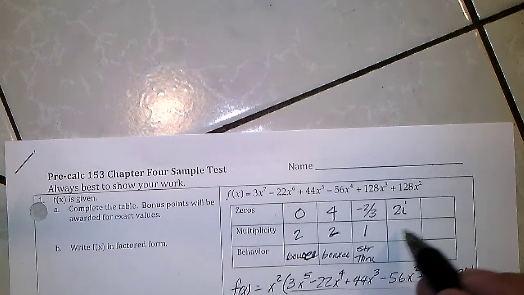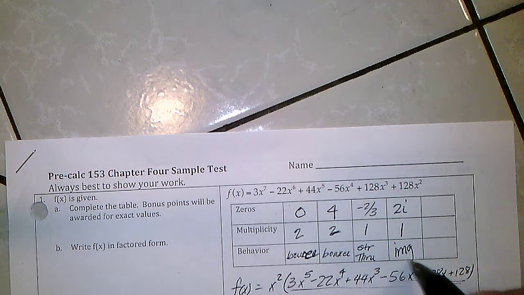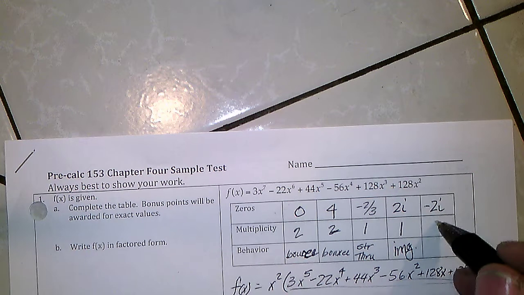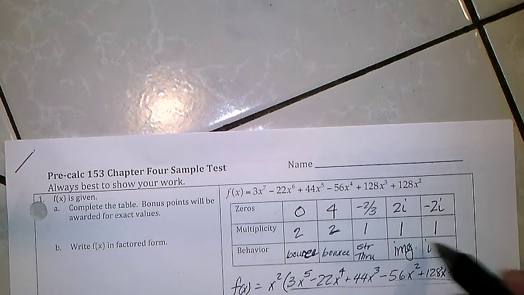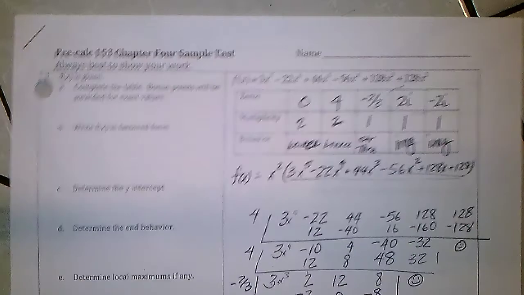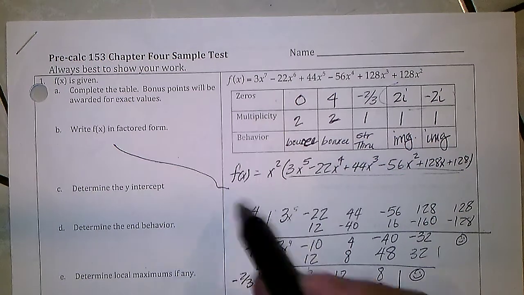2i is a multiplicity 1, and it's an imaginary. And -2i is a 0. It happens once, and it's imaginary. Imaginaries always come in conjugates. Okay, so now I can completely factor, and I'm going to write it right here.